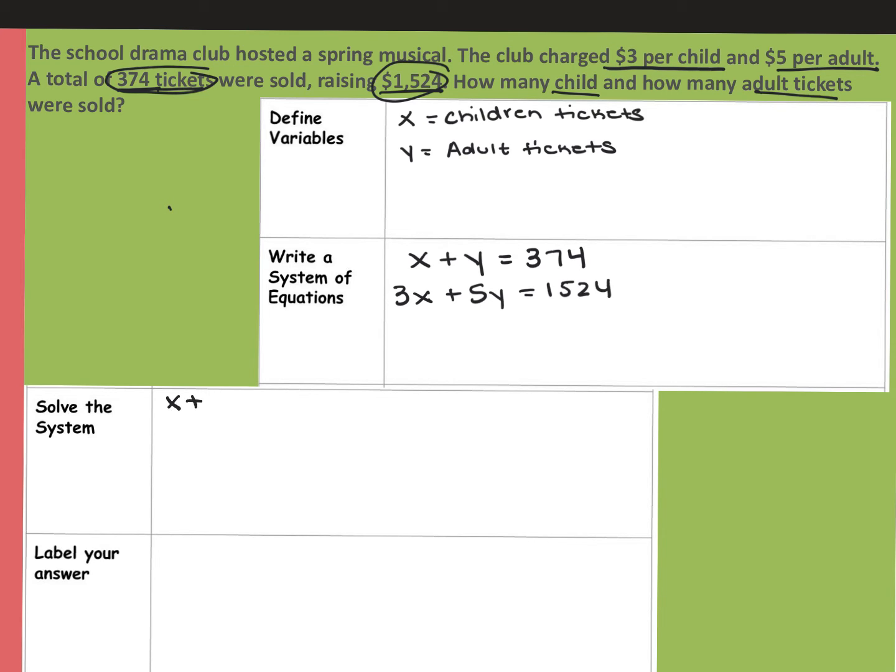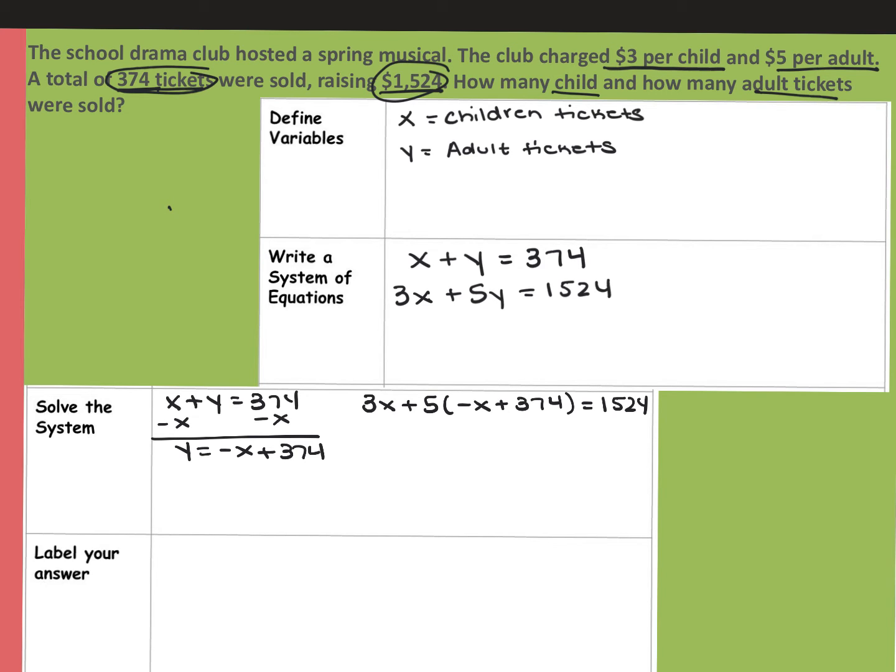So I'm just going to simply solve for y. I have x plus y is equal to 374. I'm going to subtract x from both sides, and I get y is equal to negative x plus 374. Now I'm simply going to plug that in for y. So I have 3x plus 5 times negative x plus 374 is equal to 1524.